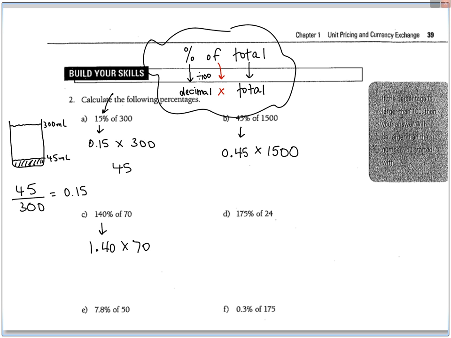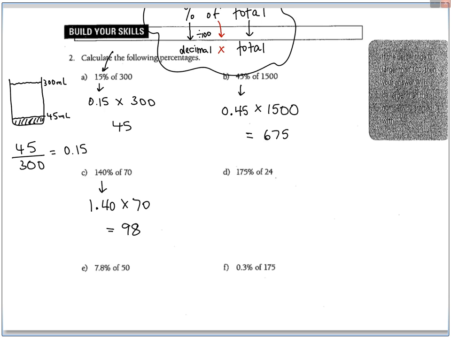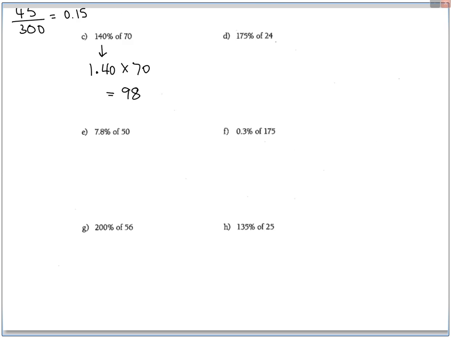Things to make note of. If your percent is less than 100, like 45, then your number will be less than the total. So 675 is less than 1500 because you don't have 100%. You have less than 100%, so your number is less than 1500. For part C, 140% of 70, you have more than 100%, so you should have more than 70. 1.4 times 70, 98. And these are all similar.